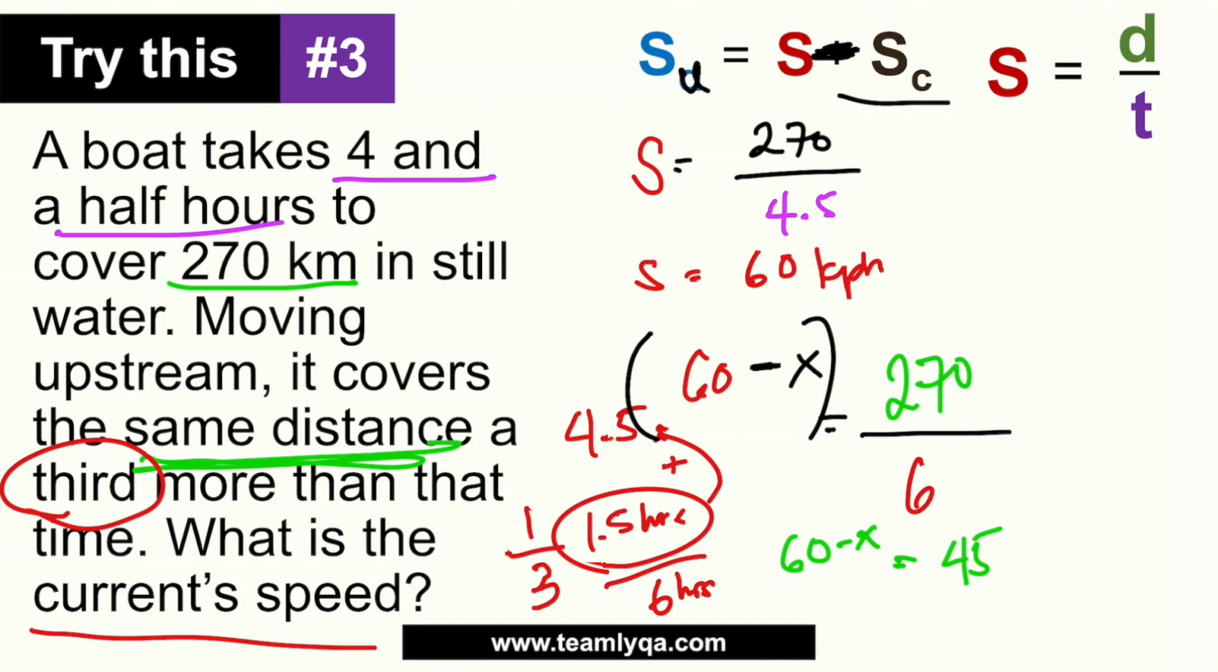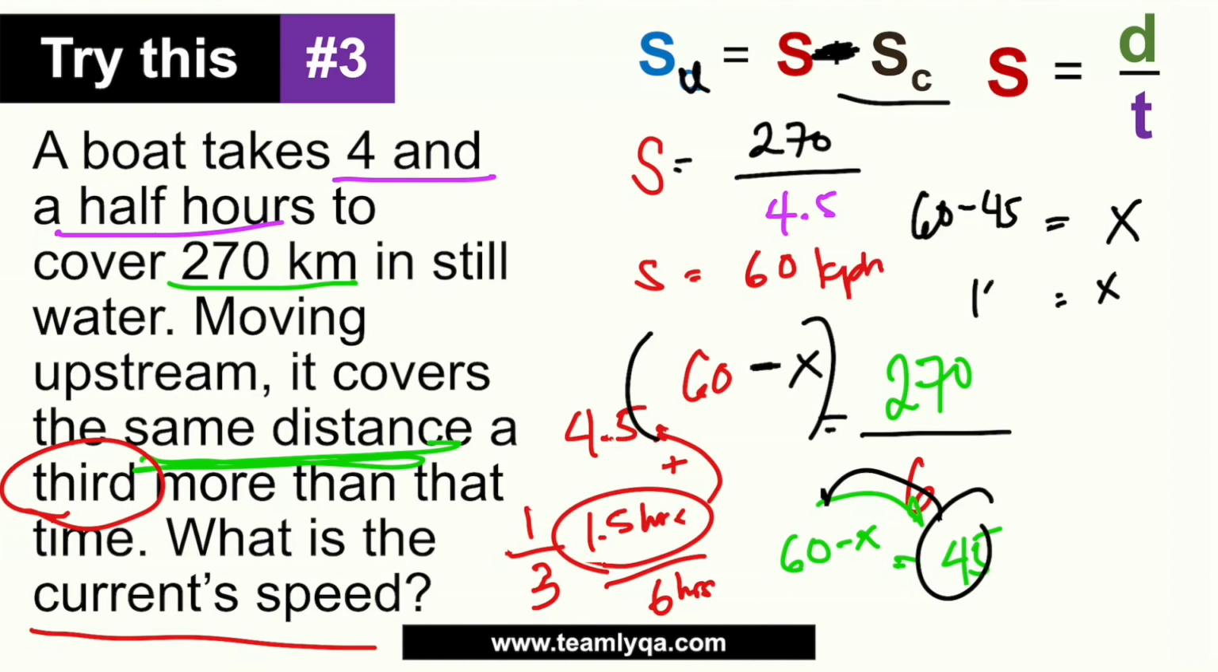Now, kung gusto ko manatiling positive yung x, i-move ko siya sa kabilang side. So, now we have x is equal to 60. Tapos yung 45, i-move ko siya doon. Minus 45. X is equal to 15. Again, following rules lang ng equality. So, 15 kilometers per hour ang speed nung current. Yan ang ating sagot. Okay?